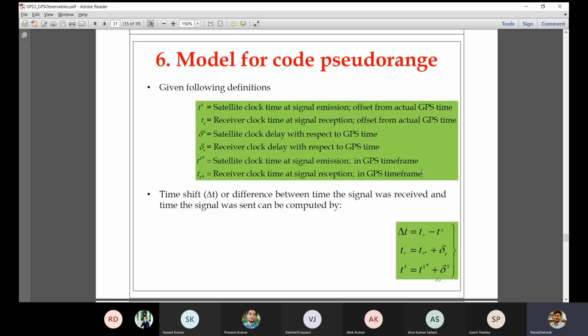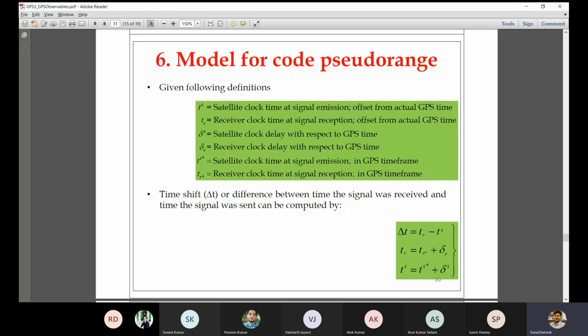Now both these clocks have an offset from the standard GPS time. Why? Because they go through several forces acting over them, and they go through a certain drift. So there is a variation from GPS standard time to these clocks. Let's say the clock at the satellite end is not showing the actual time in the GPS time frame, but shows a little offset from the GPS time. It will be minimal because they are atomic clocks, but the offset would be there.